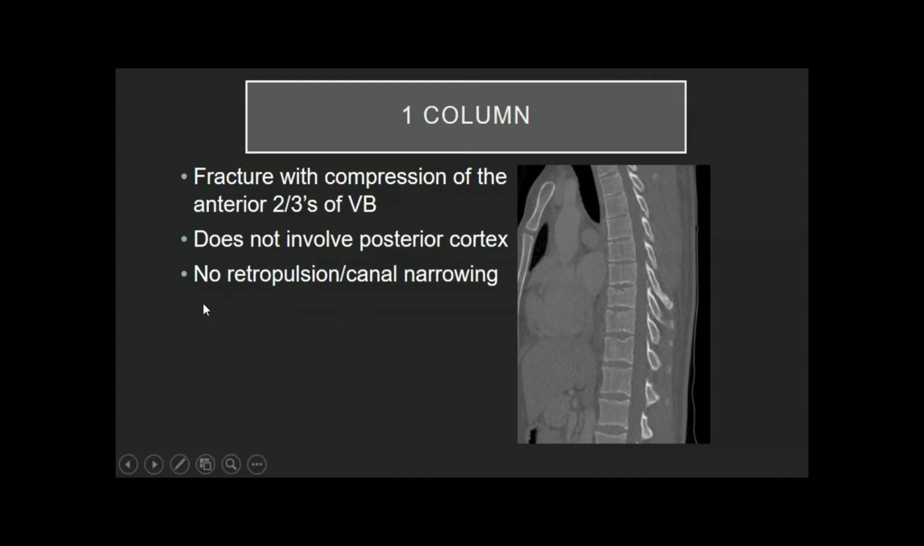Why is this good? Well, if you don't have retropulsion, if you don't have osseous fragments pushing back into the canal, your spinal cord is going to be safe. So the 1-column injury is not usually operated on. It's not a surgical injury because, again, it's not going to be hurting your spinal canal. Your cord is not in danger of being hurt from this one column injury.